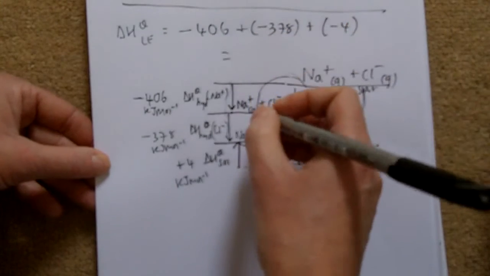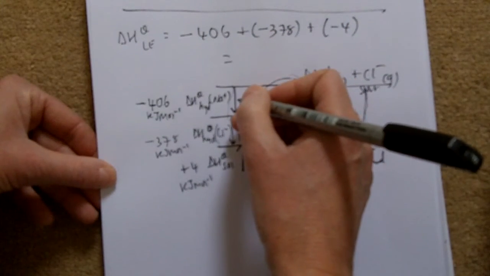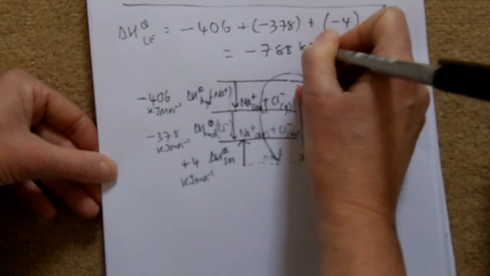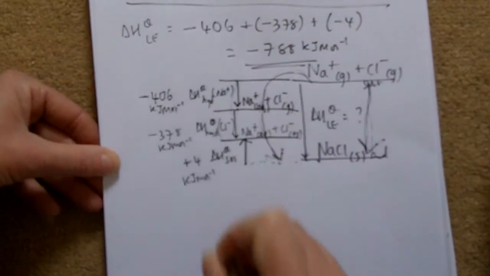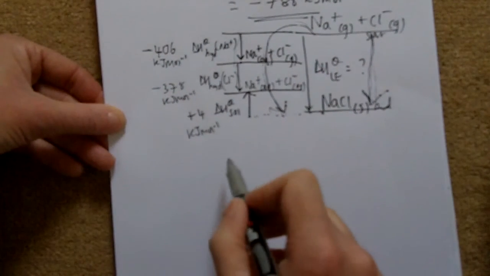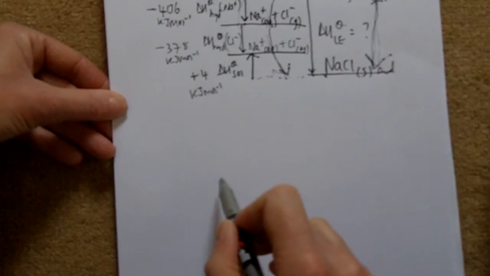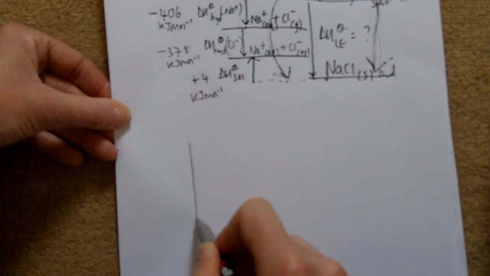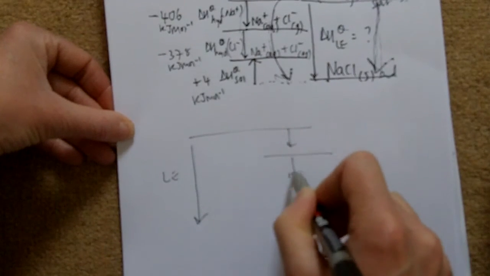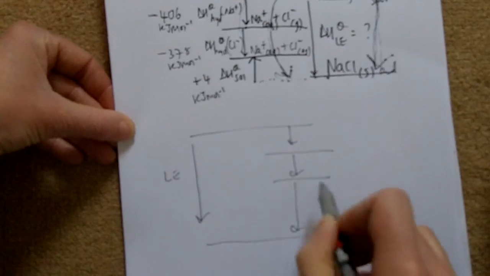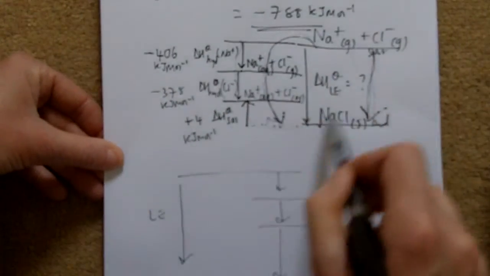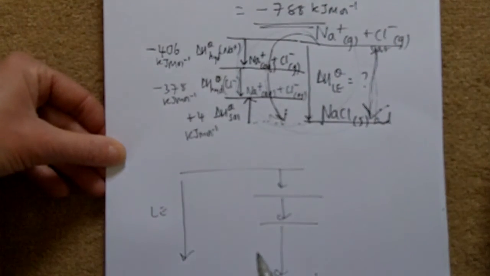Okay, if you work that out, it is minus 788 kilojoules per mole. Now it doesn't matter. Some textbooks, some exam questions, they write it the other way around. They write lattice enthalpy on this side, and then they go down like that. It doesn't matter which side you write the lattice enthalpy on. It's a cycle. As long as everything is there, it doesn't matter.